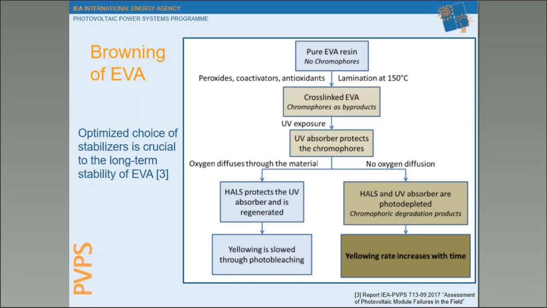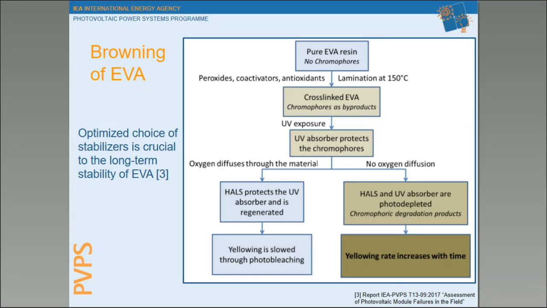So what are the absorbers doing then? So the UV absorber protects these chromophores that were built during lamination. So the material is not degrading. And then we must differentiate two causes. On the one hand, when oxygen can diffuse through the material, so we have a backsheet that is open to oxygen diffusion, then the hindered amine light stabilizer kicks in, protects the UV absorber, and also it can be regenerated. And when we have yellowing, it's slowed or, let's say, inversed via the photobleaching effect.